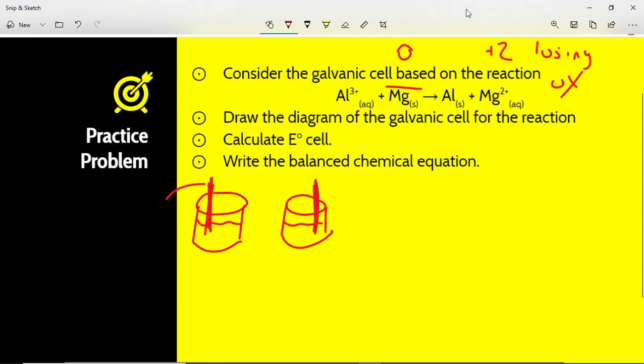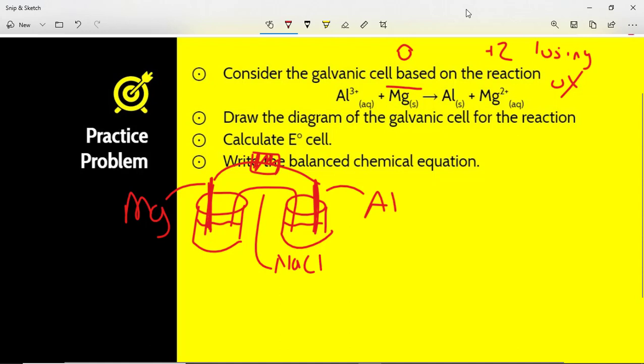This is going to be our magnesium, and this is going to be our aluminum. We're going to connect it with a wire, and have a nice little voltmeter here. Don't forget your salt bridge. We'll just put in some NaCl. This right here will make magnesium sulfate, and here we'll make aluminum sulfate.